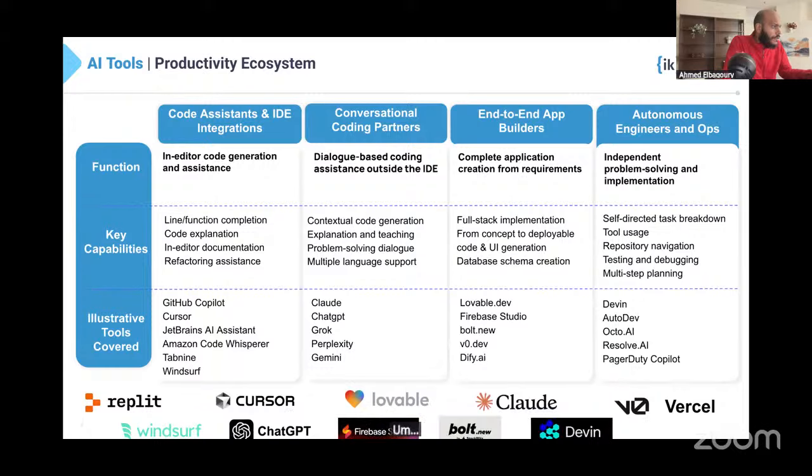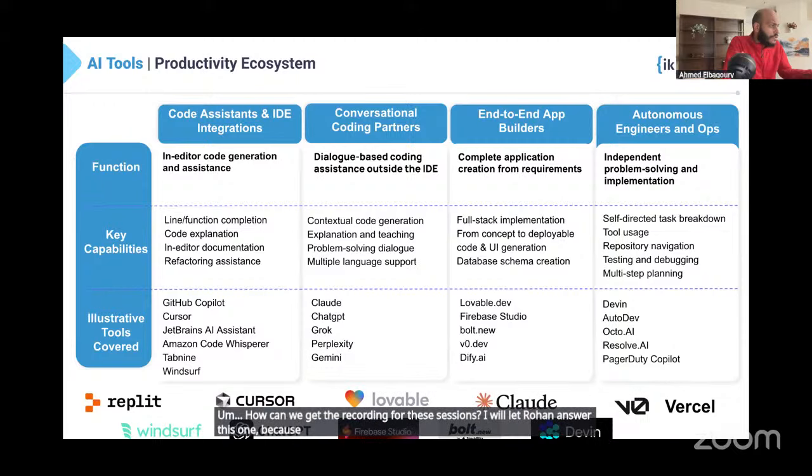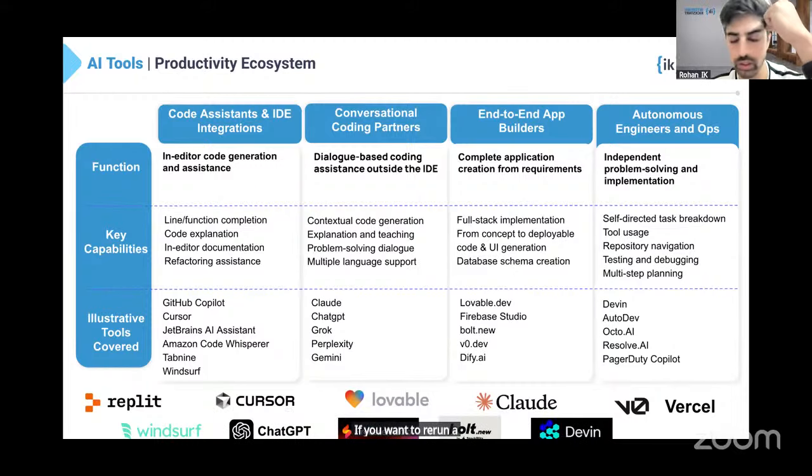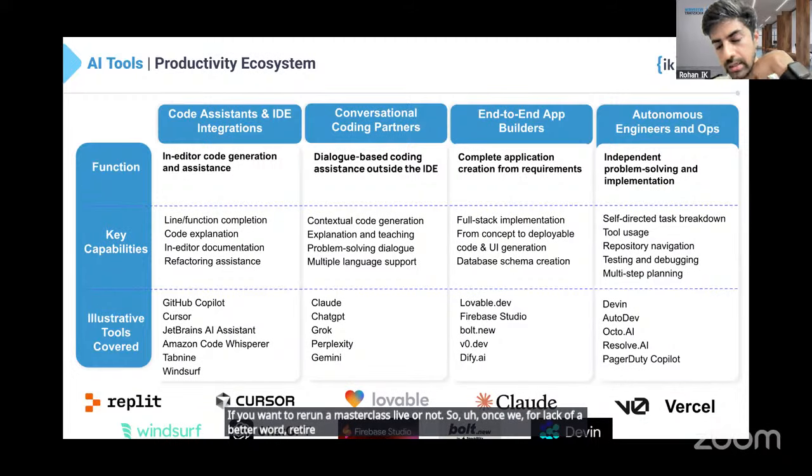How can we get a recording for these sessions? I will let Rohan answer this one because I'm not sure actually. Folks, the recordings are not available immediately. We do share those, but after a span of 30 to 60 days, depending on if you want to rerun a masterclass live or not. So once we, for lack of a better word, retire our masterclass, then the recording becomes available to folks.